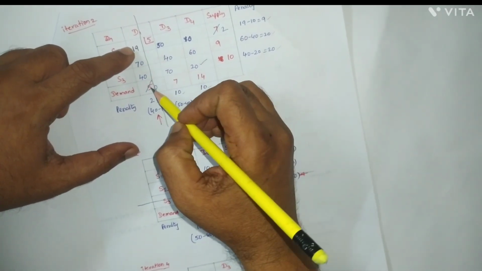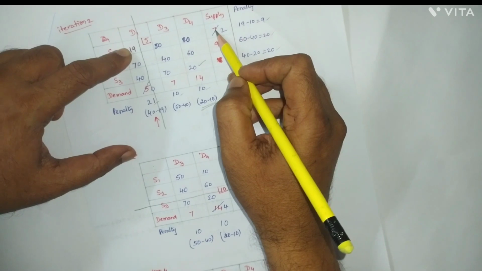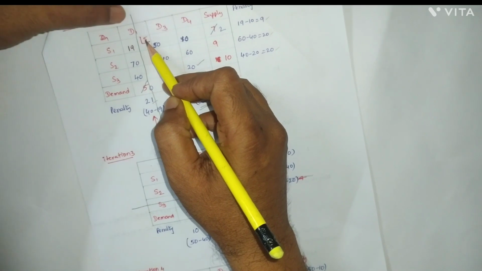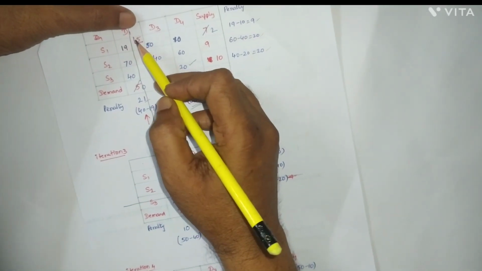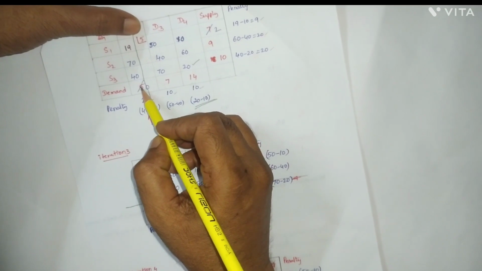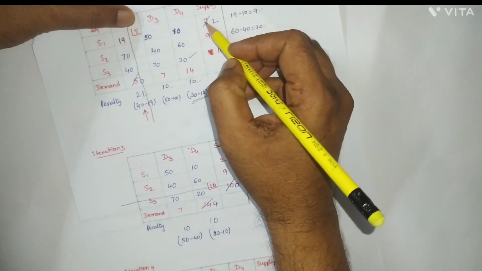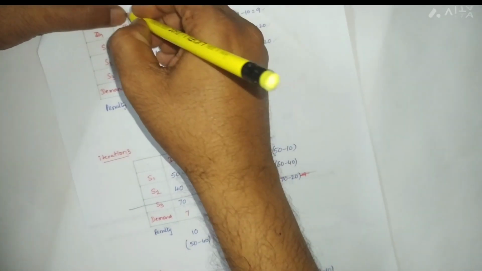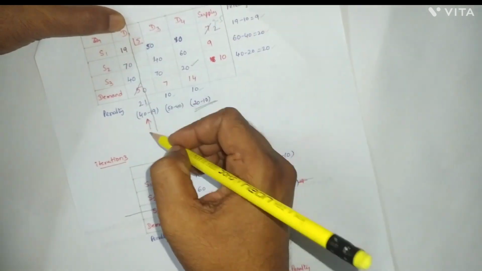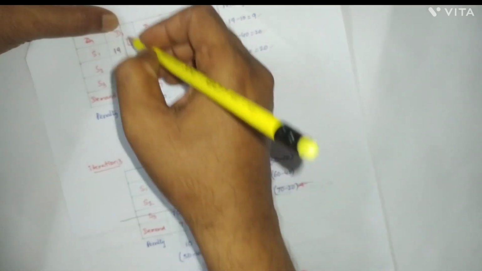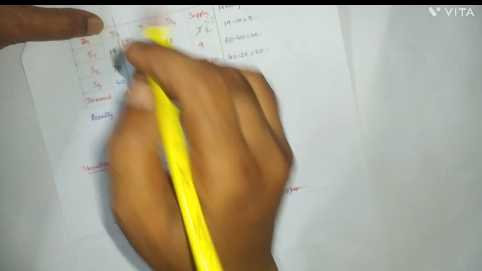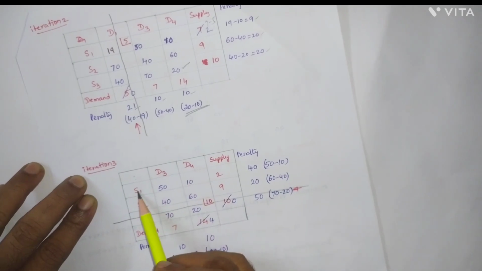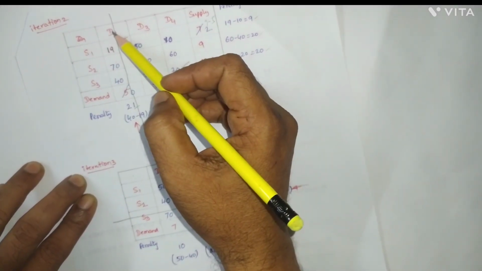So here demand is 5 units, supply is 7 units. So we have to allocate 5 units to this cell. After allocation of 5 units to this cell, 5 minus 5 equal to 0, 7 minus 5 equal to 2. So this column is exhausted or satisfied. That's why this column is deleted for the next iteration. Next, iteration 3: D3, D4, S1, S2, S3, because D1 is deleted.